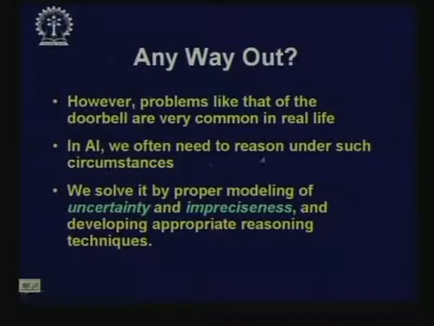It is always not 2 plus 2 equal to 4. So, in AI we often need to reason under such circumstances, and in order to solve it we need to properly model uncertainty and impreciseness. There is a subtle difference between these two words, uncertainty and impreciseness.